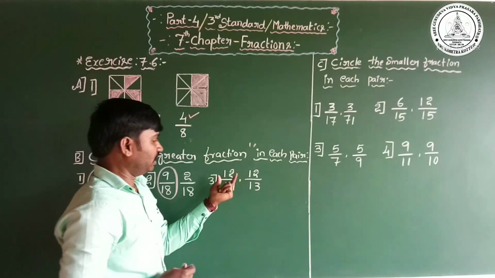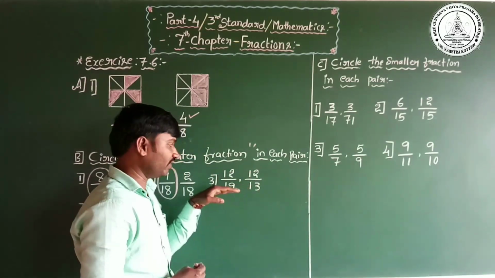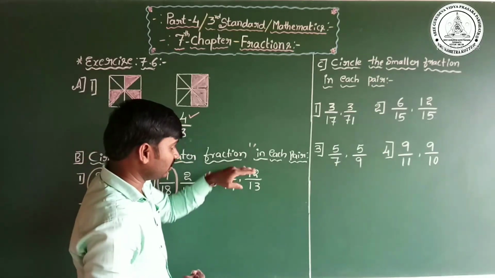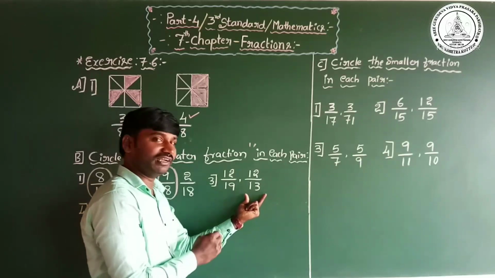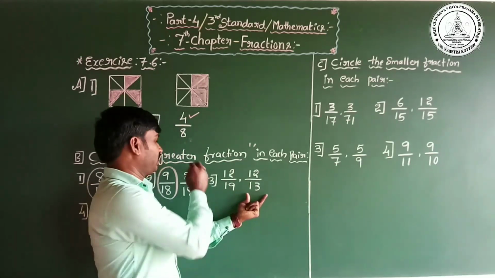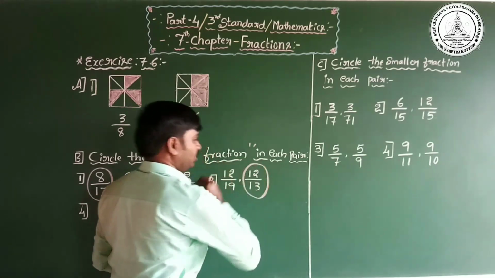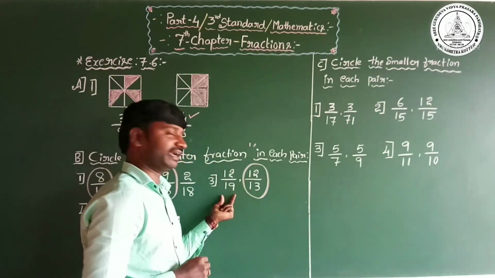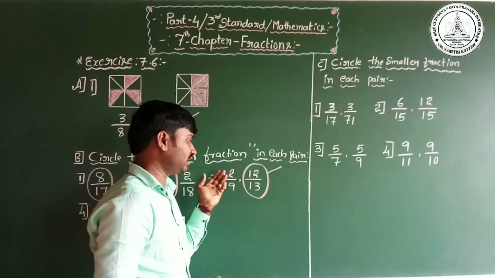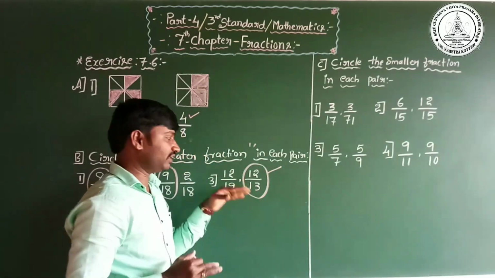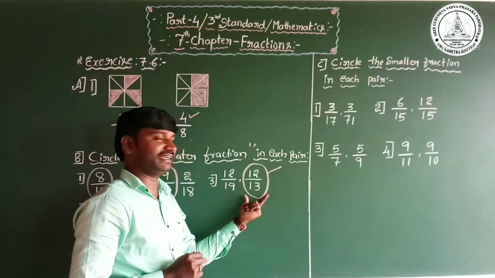The next, 12 by 19 and 12 by 13. Here the numerator is the same. When the numerators are the same, the smaller the denominator, the greater the fraction. Yes, dear students, the smaller the denominator. 13 compared to 19 is smaller, so this is the greater fraction. When the numerators are the same in the given fractions, the fraction whose denominator is smaller is greater.